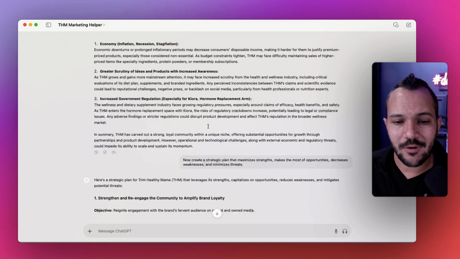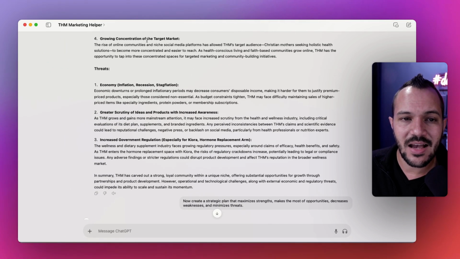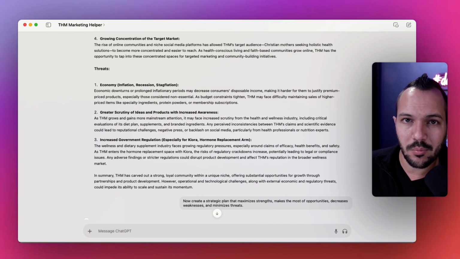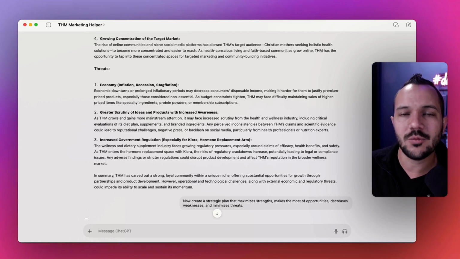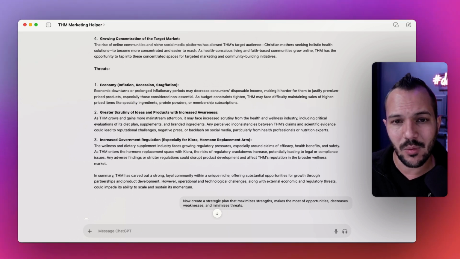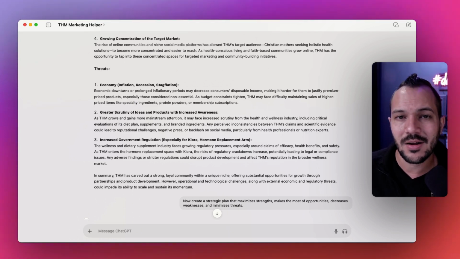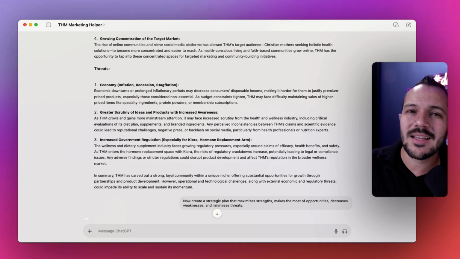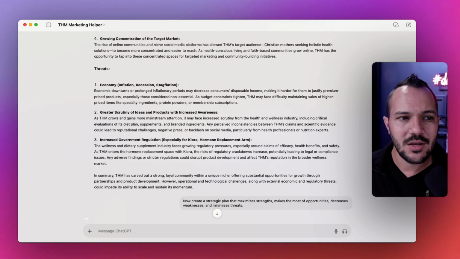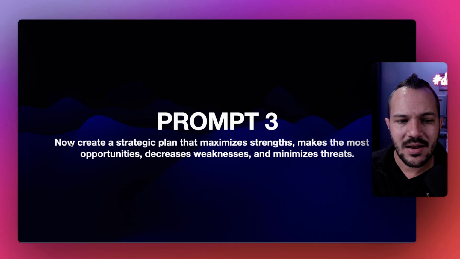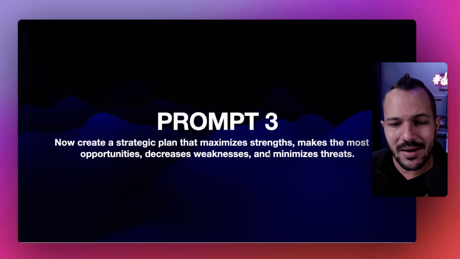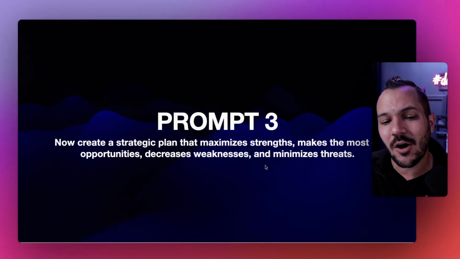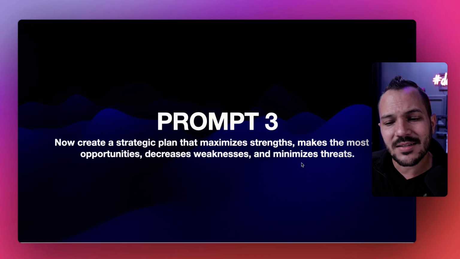So the last step for coming up with the SWOT analysis is giving it one more prompt, because you don't want to just end with the analysis. Great, it's identified what we kind of already knew, but maybe made it clearer. That's helpful, but the next step is the most important part. You actually go in and prompt it: Now, create a strategic plan that maximizes strengths, makes the most of opportunities, decreases weaknesses, and minimizes threats.